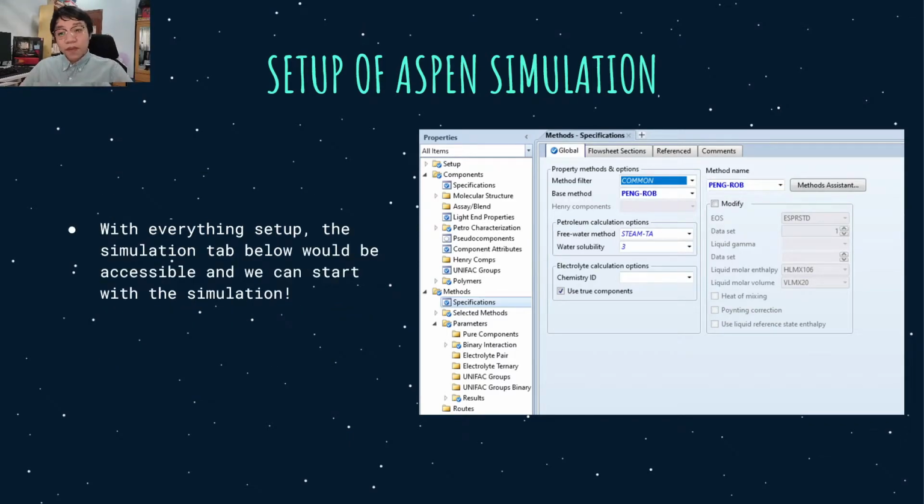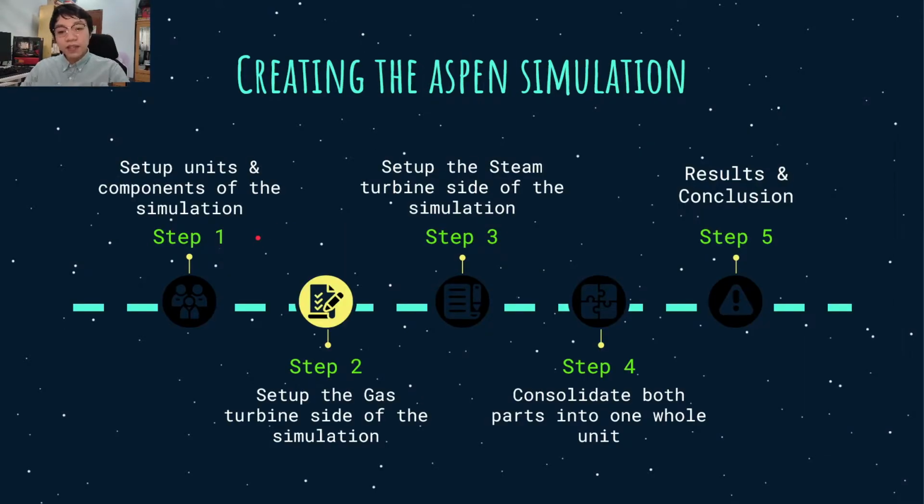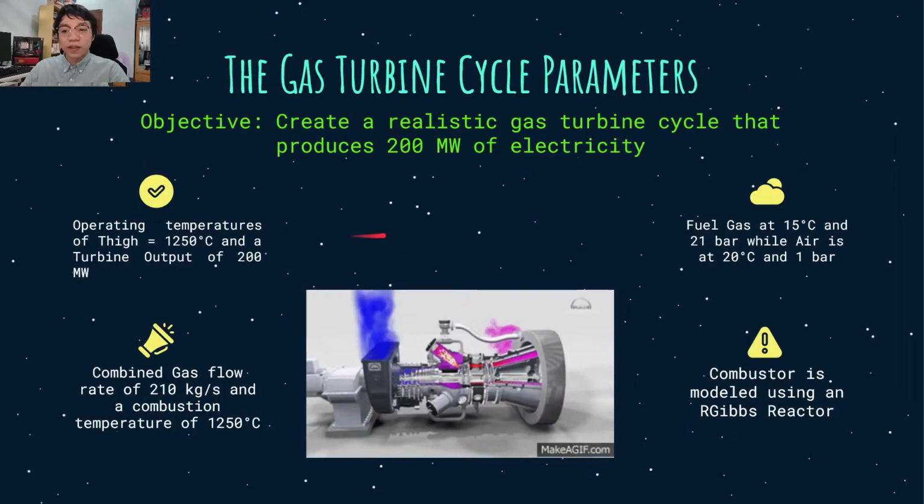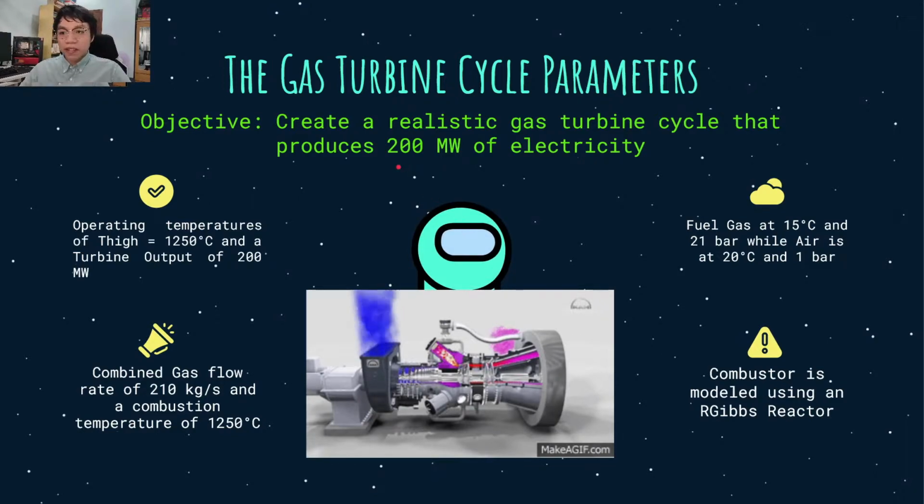So with everything set up, we can now go to the simulation tab on the bottom left of the screen. The next phase would be to set up the gas turbine side of the simulation. So in order to create a gas turbine cycle, we first have to define some of the more obvious parts of the gas turbine. So we expect our gas turbine to at least produce 200 megawatts of electricity. And we also expect it to have an operating temperature or a temperature high of 1250 degrees Celsius from that output of 200 megawatts. Our fuel gas will be at 15 degrees and 21 bar.